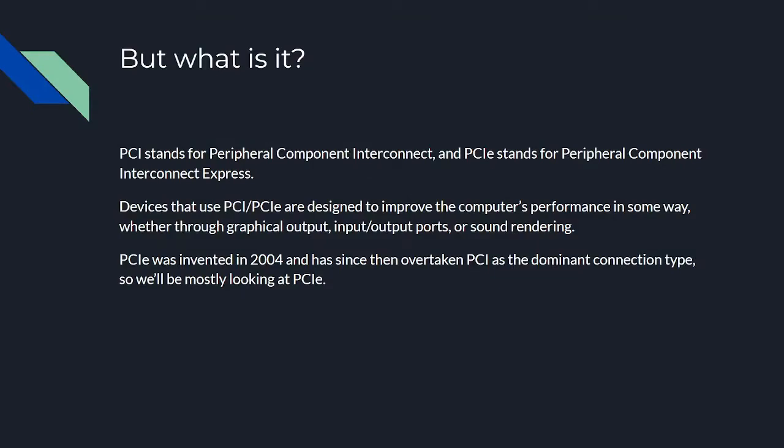So that's good and all, but what is it? PCI stands for Peripheral Component Interconnect, and PCIe stands for Peripheral Component Interconnect Express. Devices that use PCI or PCIe are designed to improve the computer's performance in some way, whether through graphical output, input-output ports, or sound rendering. PCIe was invented in 2004 and has since then overtaken PCI as the dominant connection type. So we're mostly going to be looking at PCIe.